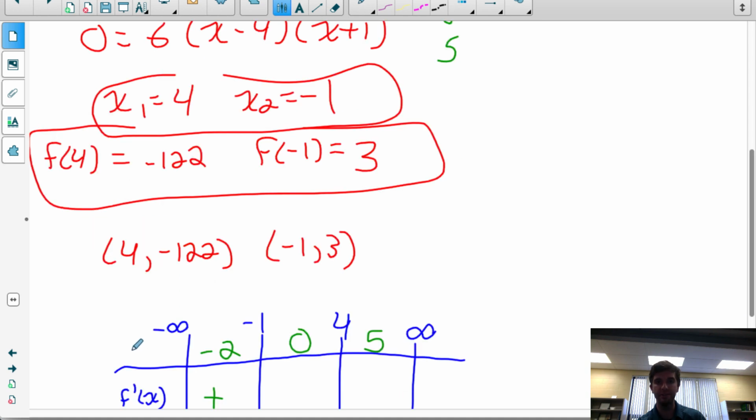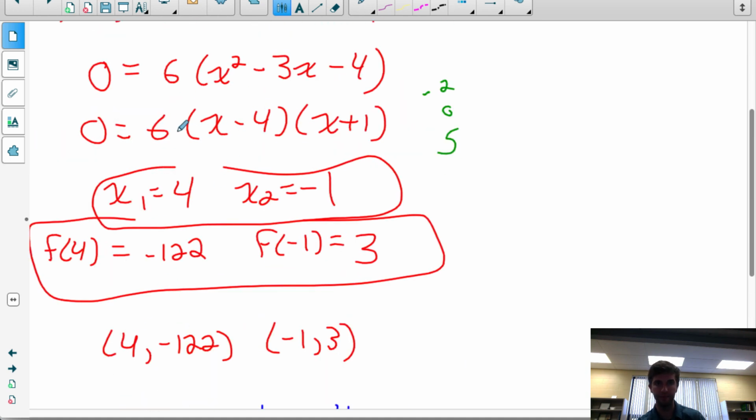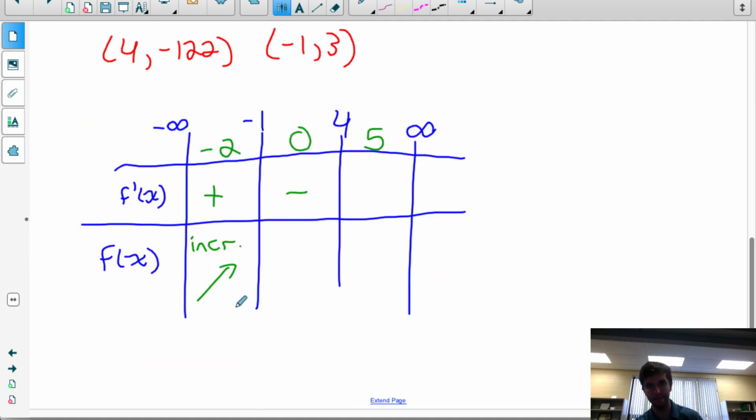How about when x is 0? That was my next test point. If I plugged in 0 into this, 6 times negative 4 times 1, that's negative 24. So I get a negative answer. That tells me the original function is decreasing, right? Any tangent drawn in that interval would have a negative slope, which means the original function is decreasing.